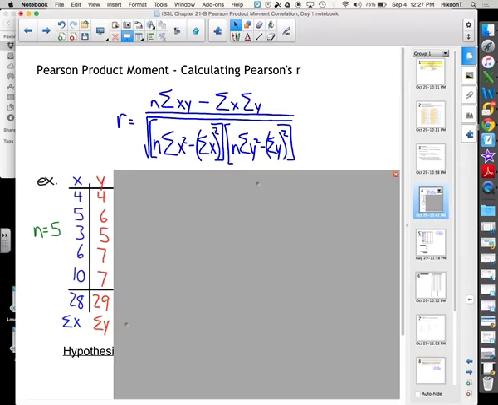Here I have points of (4, 4), (5, 6), (3, 5), (6, 7), and (10, 7). Alright? For right now, this is just some nebulous situation. We don't really care about the situation right now, we'll just focus on the numbers. So what we're trying to determine is, is there a significant correlation between the values of x and the values of y? And you'll notice the first thing I did was actually find the sum of all the x's and the sum of all the y's, because that shows up here, and here, and here, and here. Okay, so we're going to need those numbers.